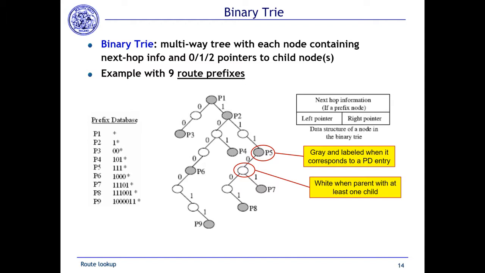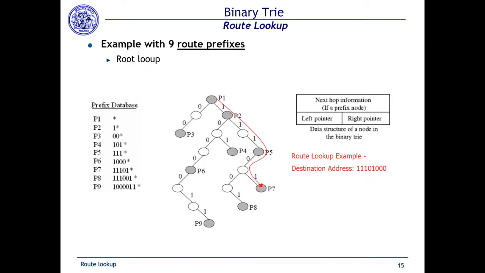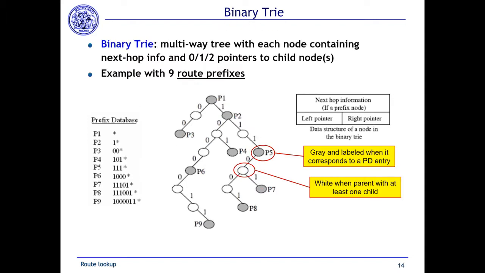So gray nodes can be labeled when they correspond to an entry in the prefix database. The white node must always have at least one child. So this is the rule in order to build this data structure. And then how do we use this representation in order to perform the lookup operation?